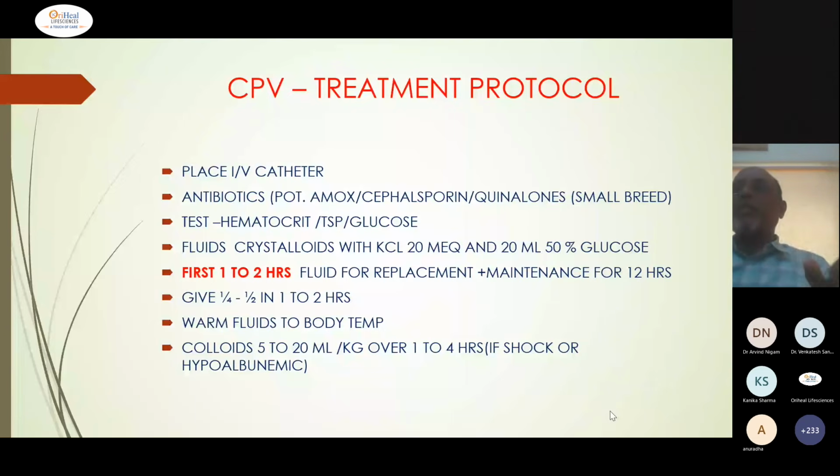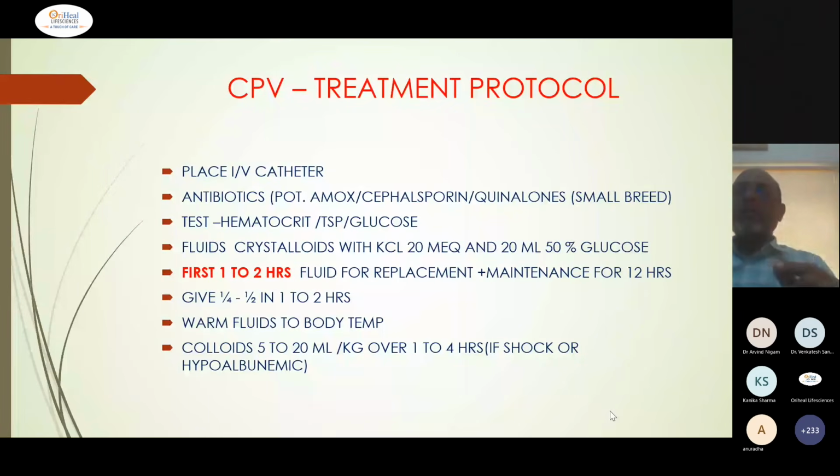Fluids: crystalloids with potassium chloride, 20 milliequivalents, and 20 ml of 50% glucose as a bolus. You'll have to give glucose in the first 1 to 2 hours. Fluid for replacement plus maintenance, you should calculate for 12 hours, and from the total quantity, give 1/4 to 1/2 in 1 to 2 hours. You should have a good, big catheter, and then you should give fast fluid therapy.